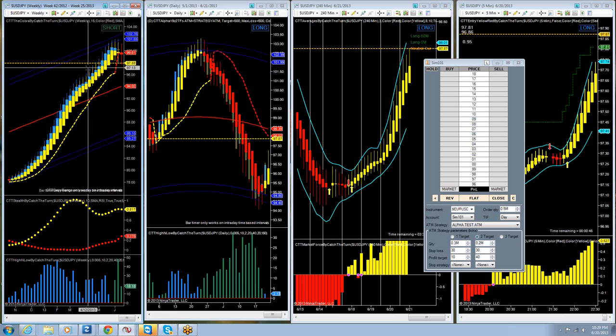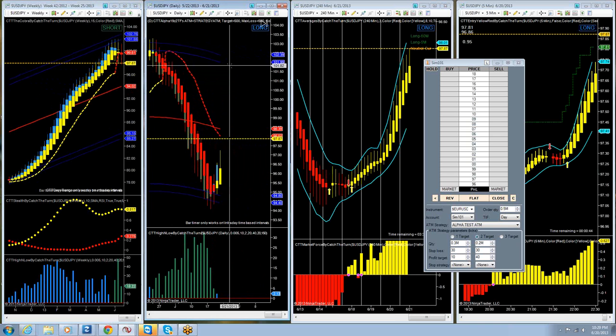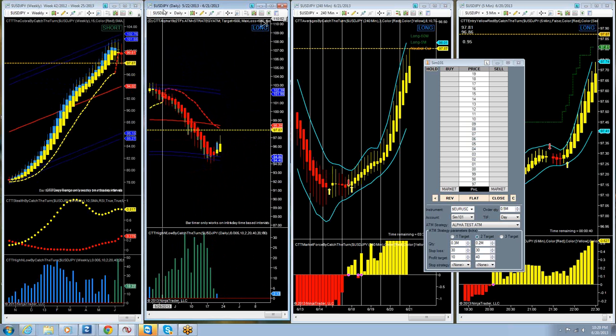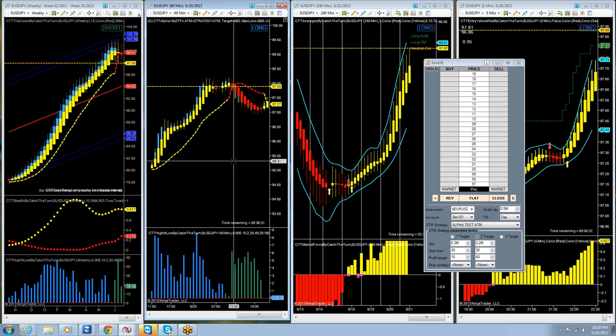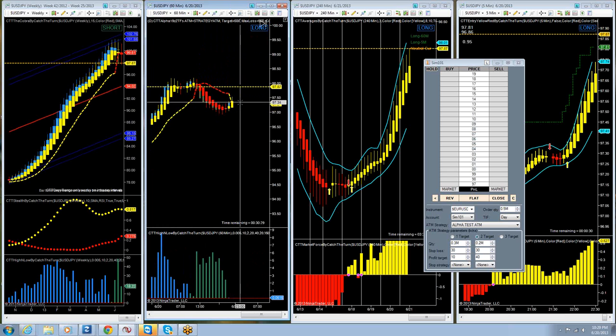There you go. So for example, this particular one right here, let me put up the hour chart for you guys so you can see. This is the daily. Here's the 60 minutes. It just turned long. We just took this trade going long, but I was using a different platform because I'm testing Alpha on a different platform to show you guys really quickly because a lot of people always ask.